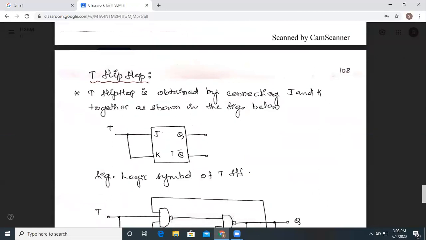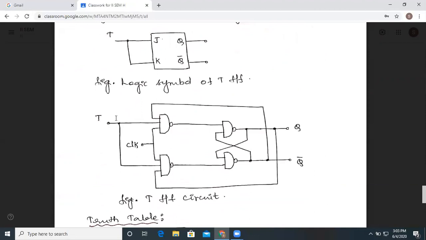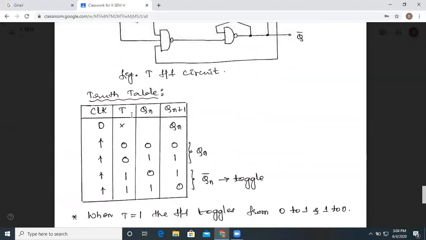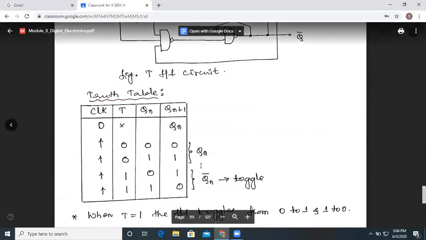Now let us move on to the T flip-flop. The T flip-flop is obtained by shorting the J and K terminals. That means J and K are connected together to our input, which is the T input. This is the logic diagram, and here we can see the truth table.